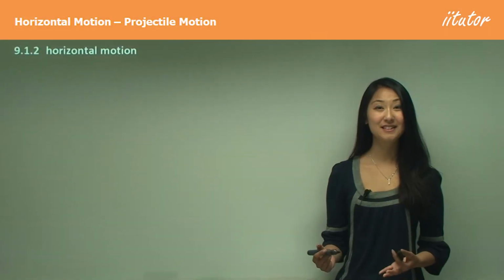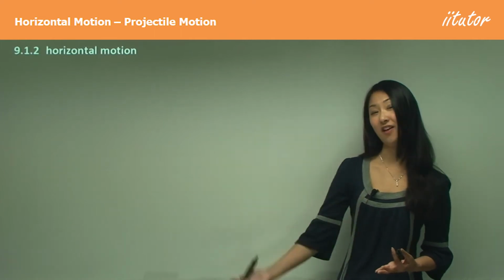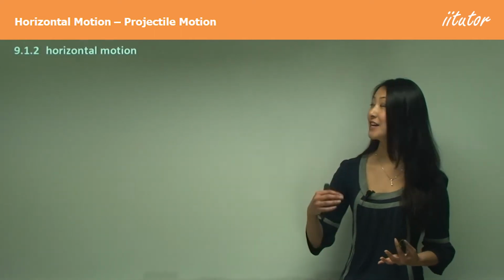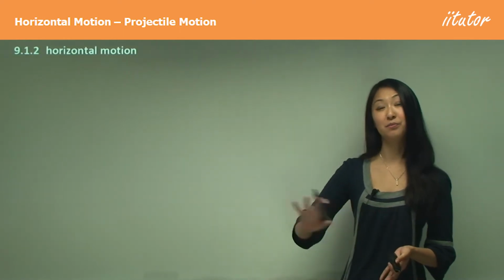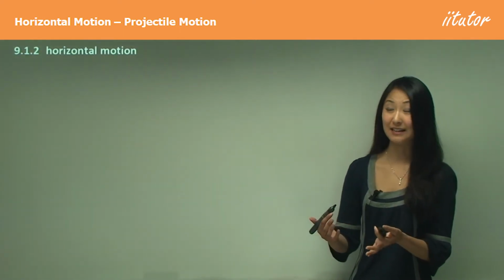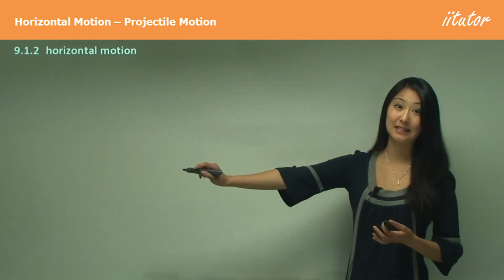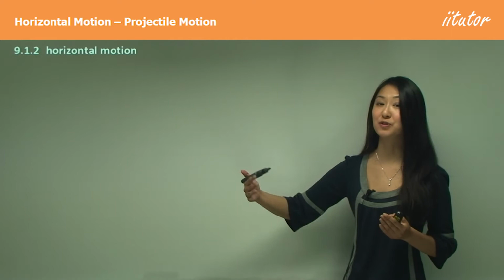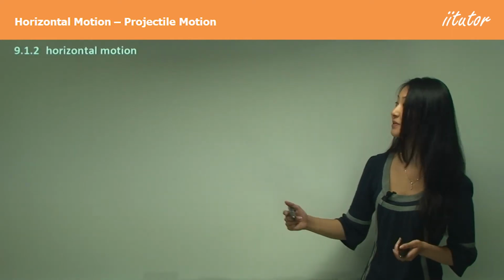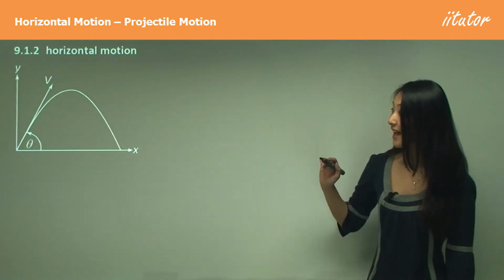So now we've seen the initial horizontal velocity and also the initial vertical velocity. What we're going to move on to now is horizontal motion, or otherwise you can think about it as horizontal displacement. So just how far an object has traveled, and then we'll do vertical motion and vertical displacement. We have our diagram here.